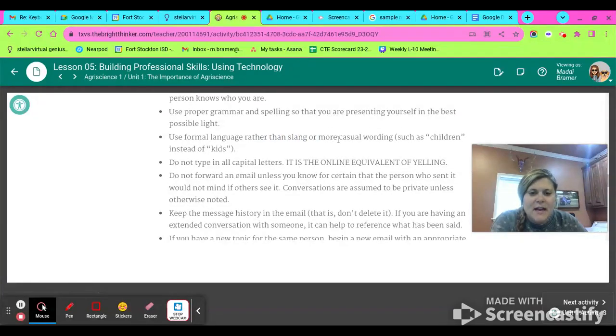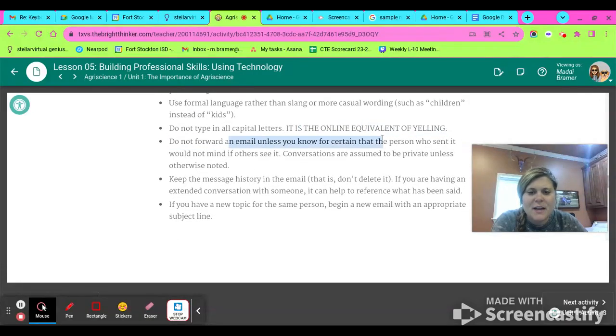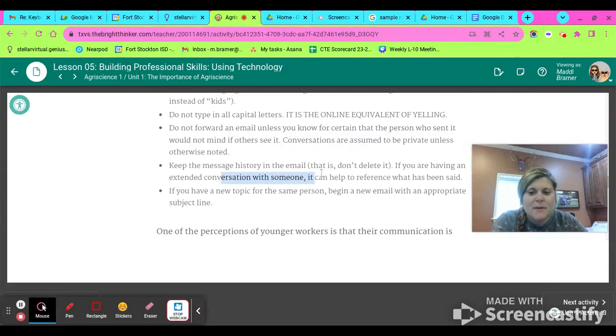Try not to use slang. Use proper words. Their example is use children instead of kids. Don't type in all caps. This says it's the equivalent of yelling. Don't forward an email unless you're certain the person who sent it to you wouldn't mind you forwarding it. Keep the message history in the email. Don't delete it. If you have a new topic, start a new email with a subject line. Subject lines are important. It kind of is a summary or a preview of what the email is about.